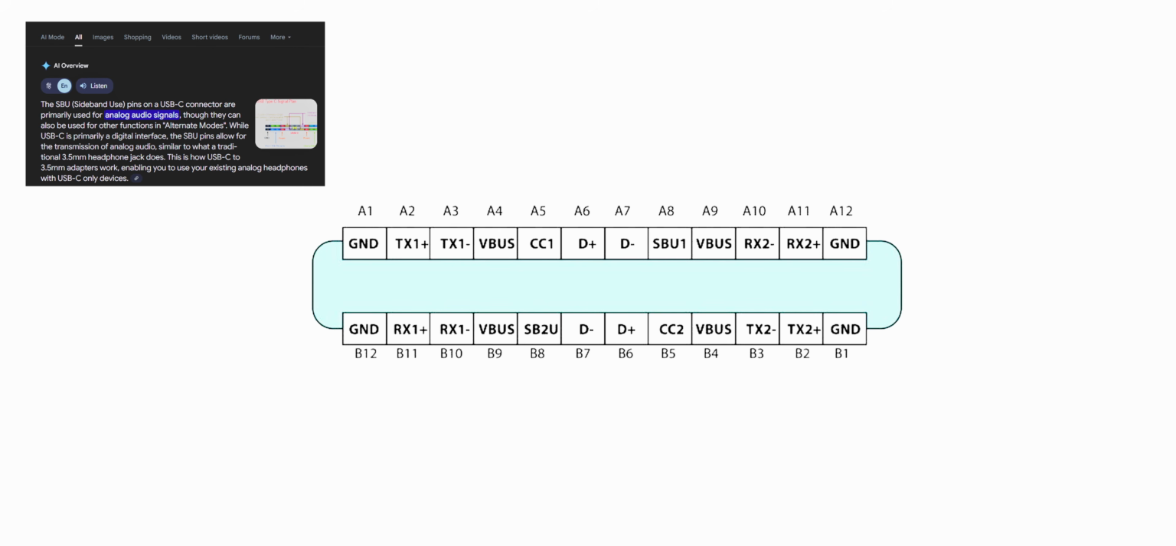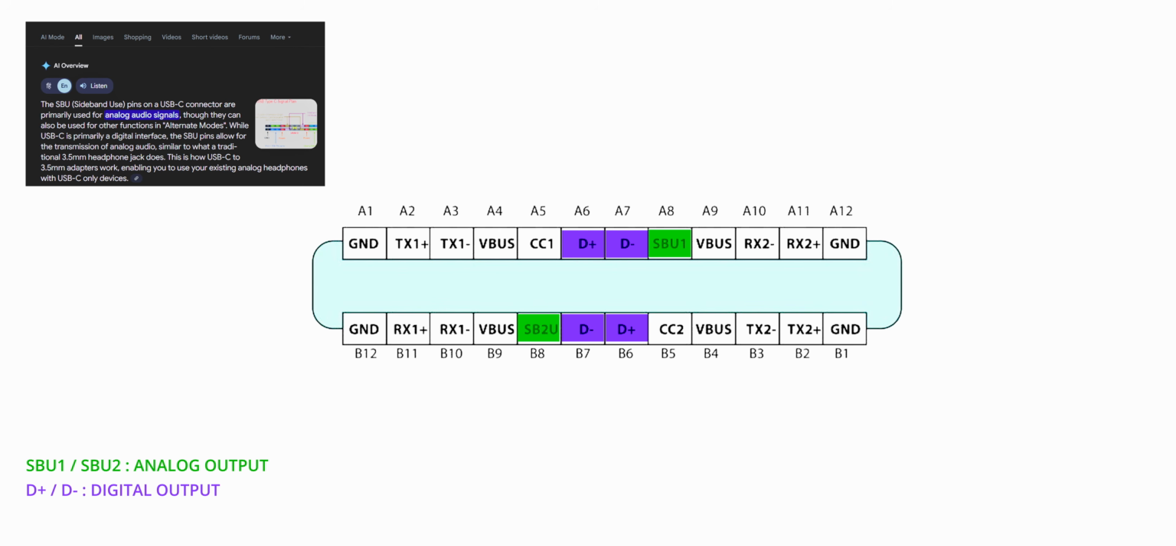Based on the information that is given online, you see those SBU1 and SBU2 pins, which I'm highlighting in green color. Those are the pins that are responsible for carrying your analog output, and beside that you have your D+ and D- pins that are responsible for carrying your digital signal.